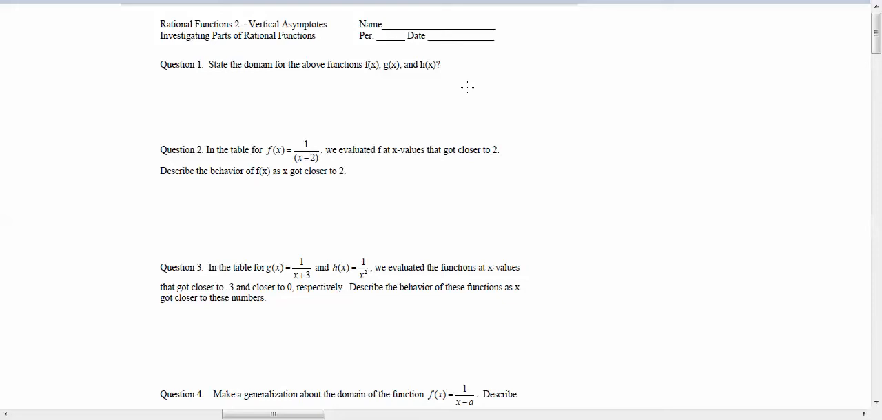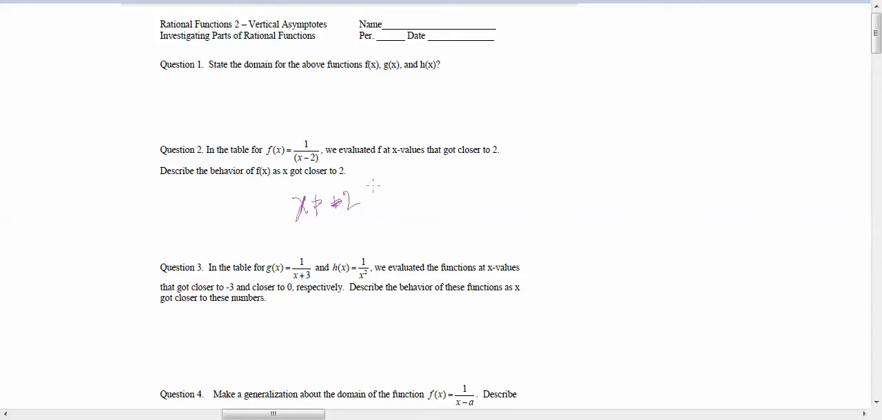Let's continue this investigation. State the domain of each of these things. State the domain of f of x. Okay, let's see. The domain of f of x is x such that x cannot equal positive 2, because if so, that would make the denominator 0.